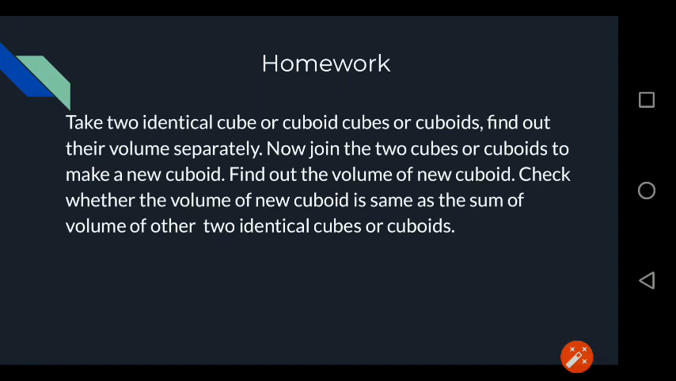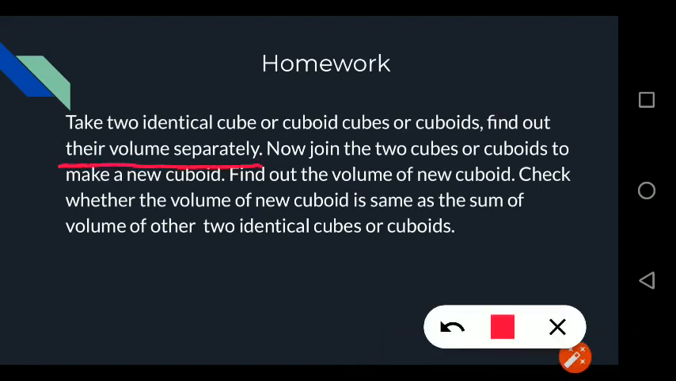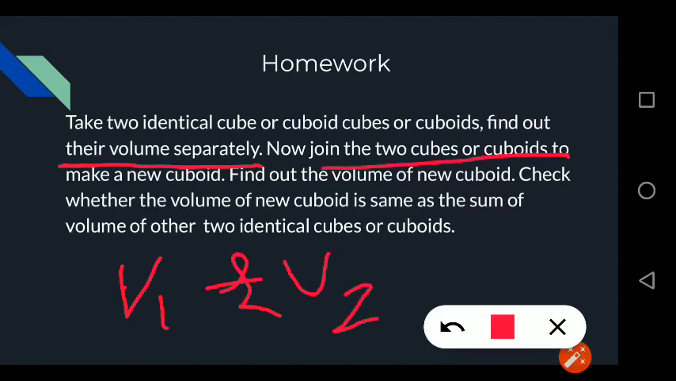Take two identical cubes or cuboids, whatever you have, and then you have to find out their volume separately. Which means you have two cubes or cuboids, so find out their volumes. Volume 1 and volume 2. Two volumes you will find. Now you have to join the two cubes or cuboids. So you just place them together.